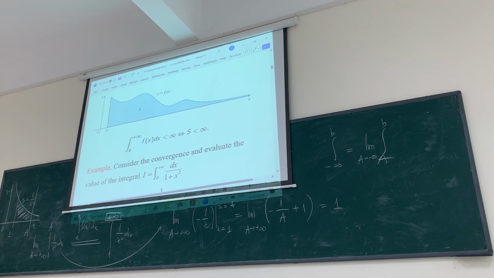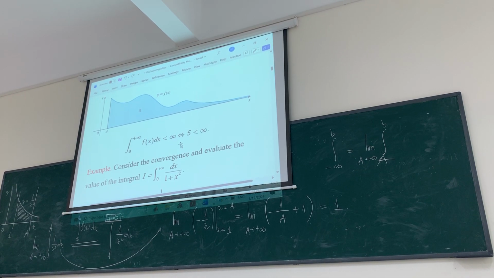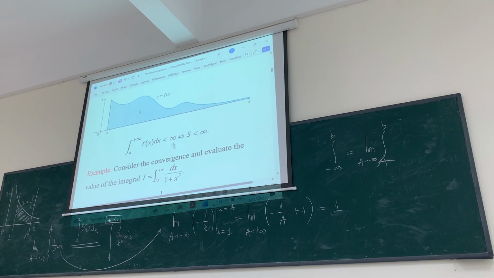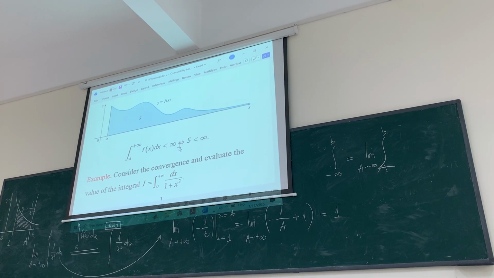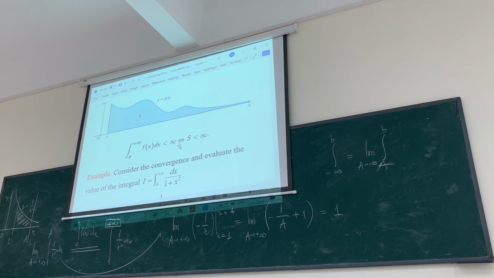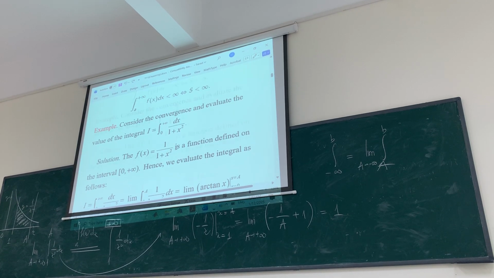Okay. Now, let's see the detailed solution of the example. We need to check the condition for the function before we apply the formula related to improper integral.